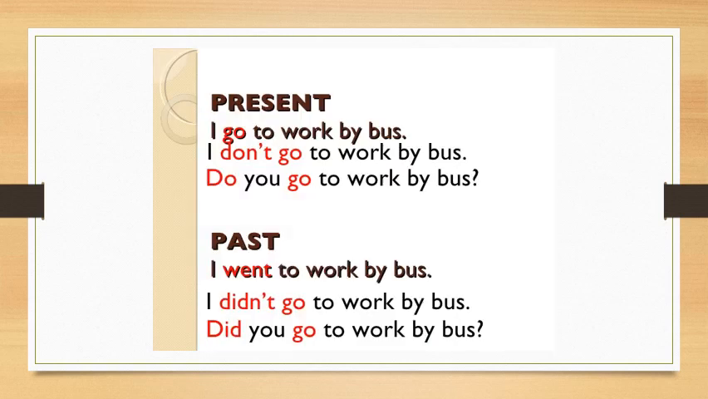Let's observe another example of present and past. In present we say I go to work by bus. I don't go to work by bus. Do you go to work by bus? In past tense we use I went to work by bus. We have used the second form of the verb here. I didn't go to work by bus. Now we have added here didn't, which is already the second form of do, so we don't need to put the second form of the other verb, that is go. Did you go to work by bus? This is the example of simple past tense.